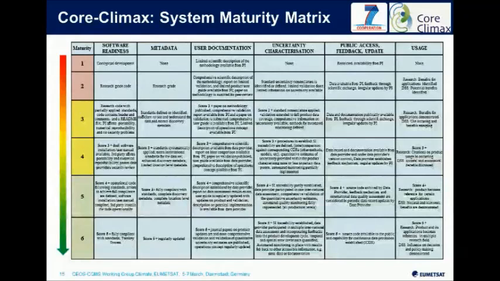So this is the CORECLIMAX system maturity metrics. We kept the software readiness, metadata, and user documentation names as they are, and we changed product validation into uncertainty characterization, because product validation is just one part of the uncertainty characterization. Then we included public access, and also feedback mechanisms and how often it's updated, and such characteristics of data set development.